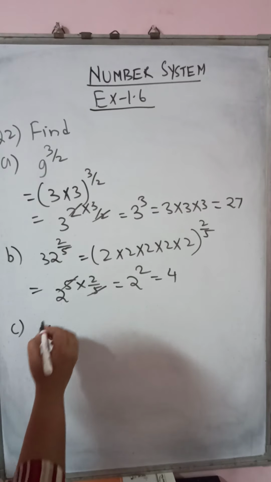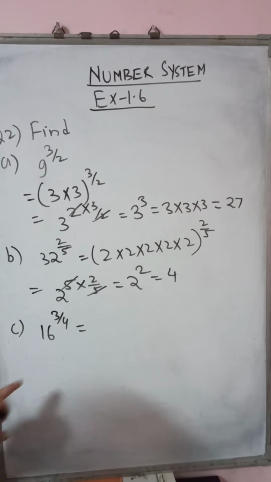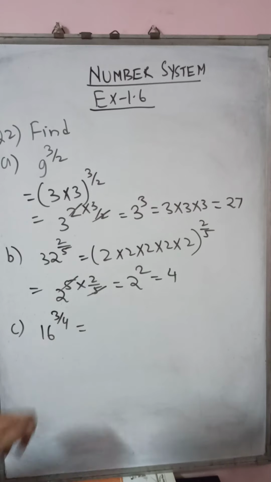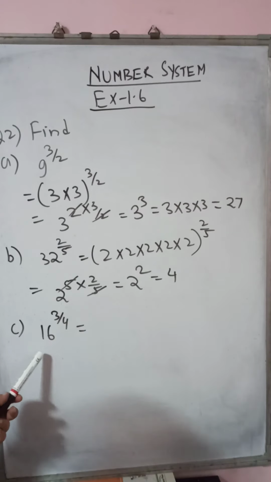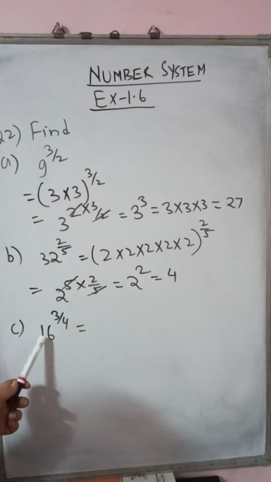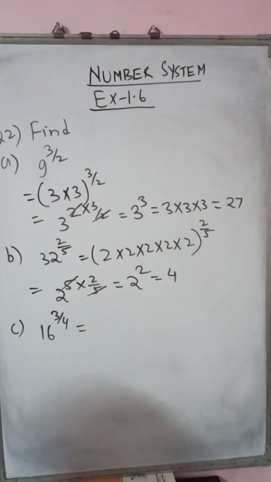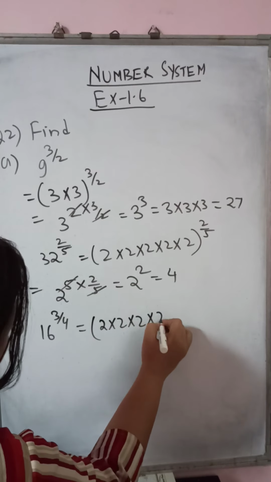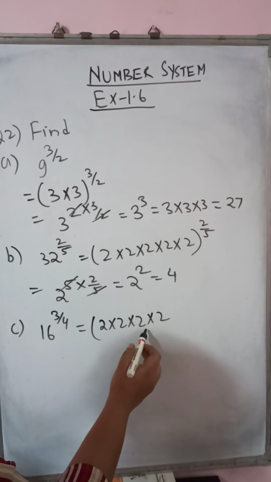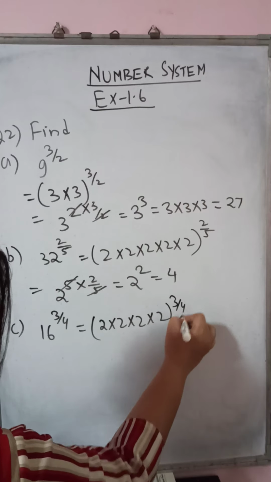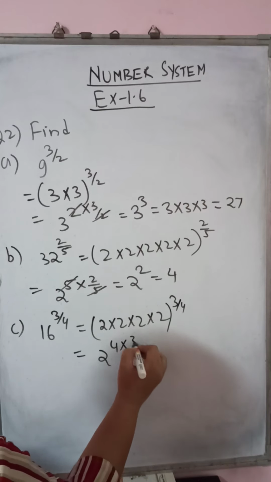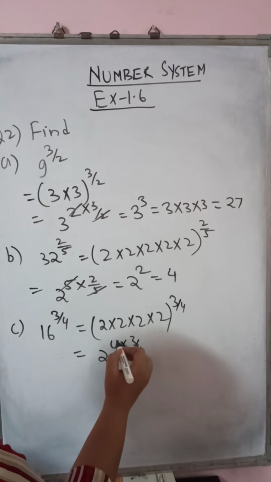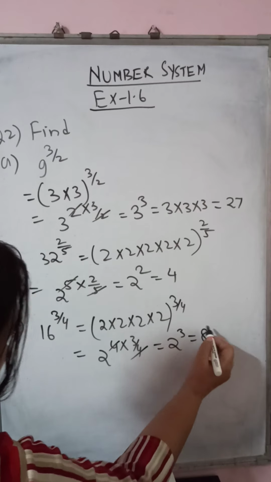C part, 16 raised to power 3 by 4. See again, what is the denominator of the power? 4. So 16 can be written as 4 square also, but that I will not write because here the denominator of the power is 4. So 16 should be written in such a manner, when you are writing in exponential form, the power should be 4. So 16 can be written as 2 into 2 into 2 into 2. So 2 into 2, 4, 4 into 2, 8, 8 into 2, 16. This is how you write. So 2 raised to power 4 into 3 by 4, because 4 times 2 is multiplying. So 2 raised to power 3, which is equal to 8.